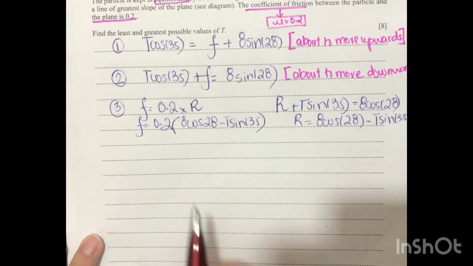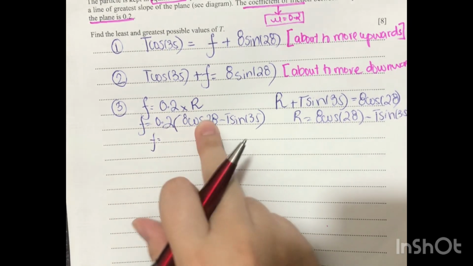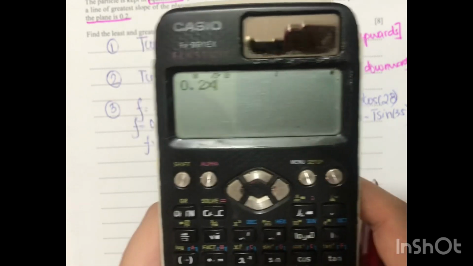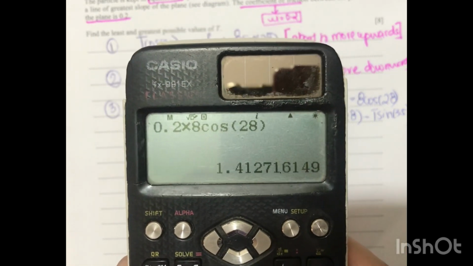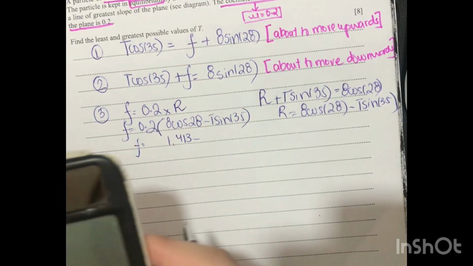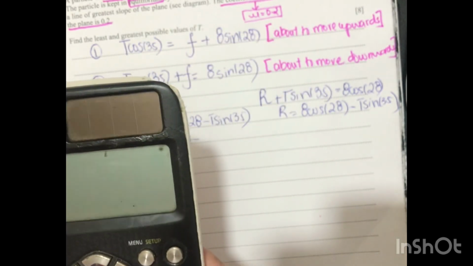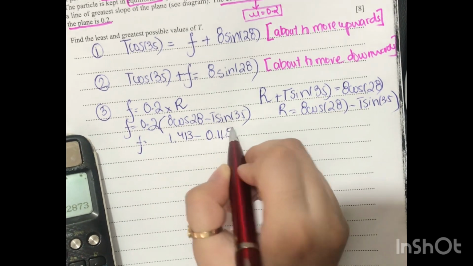Now let's simplify the value of friction. So friction is equal to 0.2 times 8 cos 28, which is 1.413, minus 0.2 times sine 35, this will become minus 0.115t.